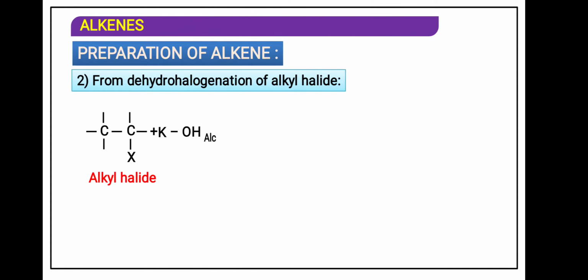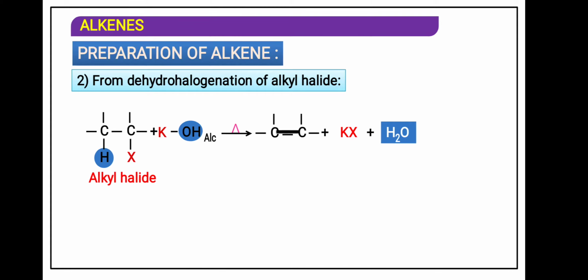Remember carefully, the hydrogen atom which is removed is from the carbon atom next to the carbon having a functional group. I repeat again, the carbon to which the functional group is attached is alpha, and next to alpha is the beta carbon, and the hydrogen attached to the beta carbon is removed. That is why the reaction is said to be a beta elimination, 1,2 beta elimination. At high temperature the reaction takes place. See, the beta hydrogen is removed and potassium halide, the remaining alkene, is formed.